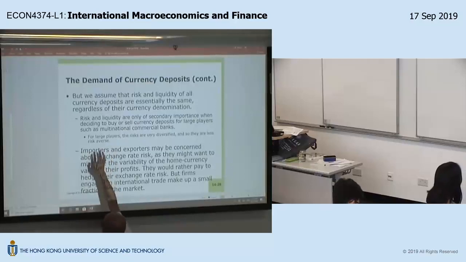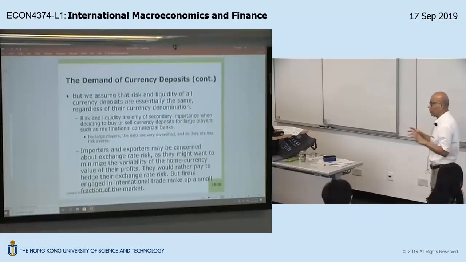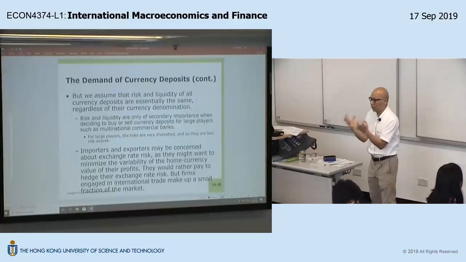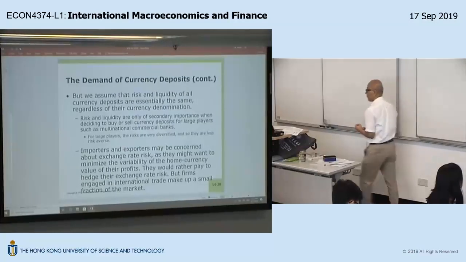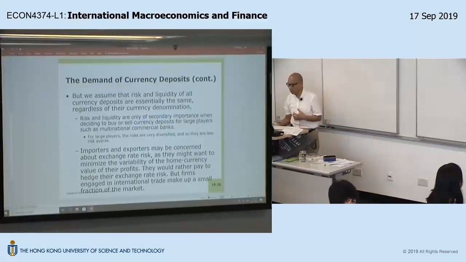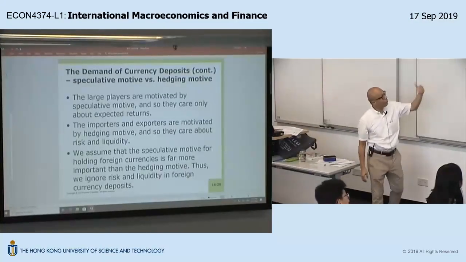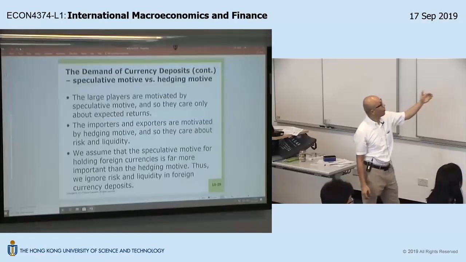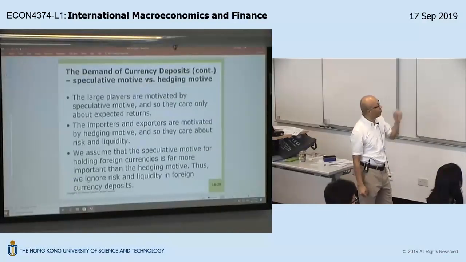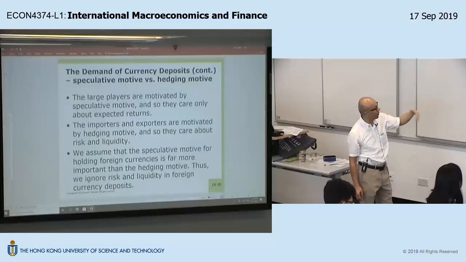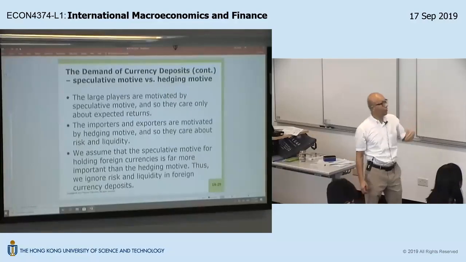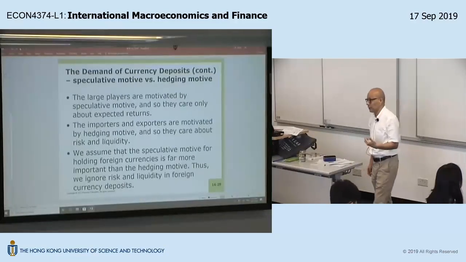These large players, their motive is different. These large players, these commercial banks, their motive is speculative. They want to get higher return, higher yield. They are risk neutral rather than risk averse. So that's why the large players are motivated by the speculative motive, and so they care only about expected returns. The important exporters are motivated by the hedging motive, and they do care about risk and liquidity, right?